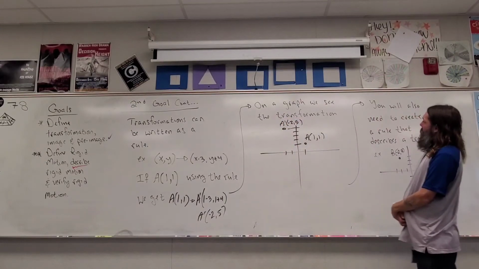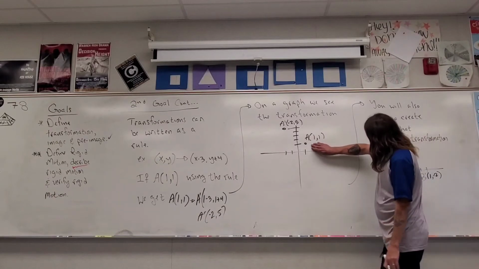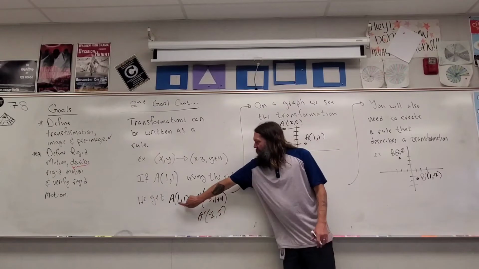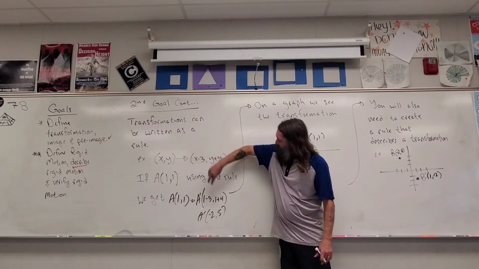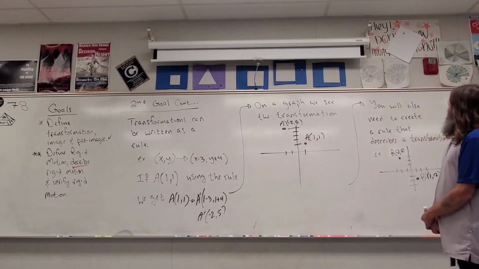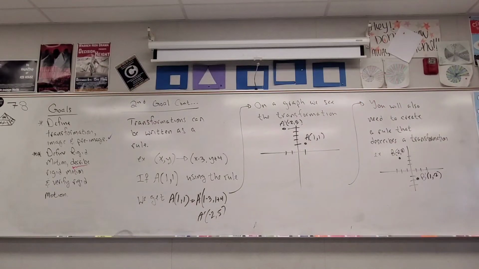Okay? So we go from the pre-image to the image using this rule. You're literally just plugging in the x and the y value into this and simplifying to get your image. Now you also need to create a rule that describes the transformation. So here I'm at negative 2, 3. This is my pre-image. This is my image. And again, I know that I end up here because I have a prime.